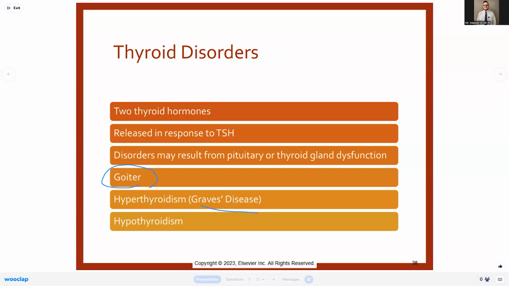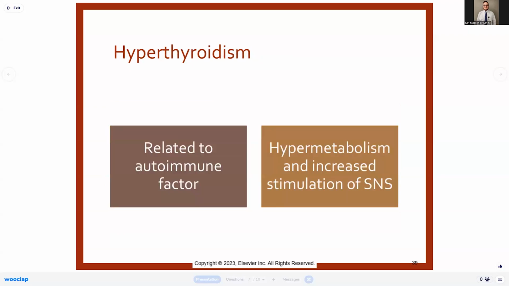So hypothyroidism doesn't necessarily get its own fun name. It's just too little thyroid hormone. It doesn't get a fun name like Graves' disease. So Graves' disease is neat to know.